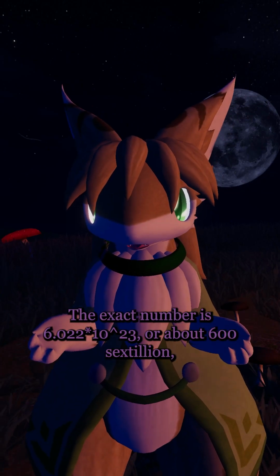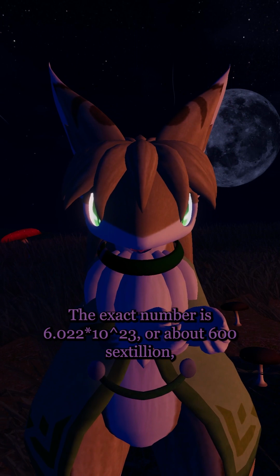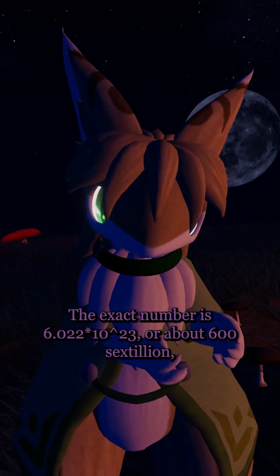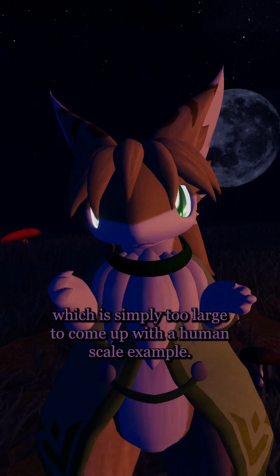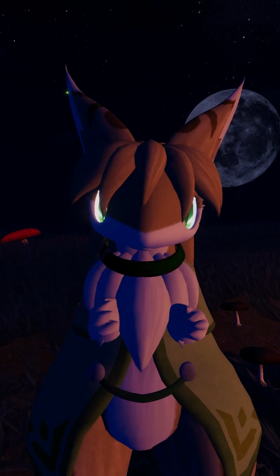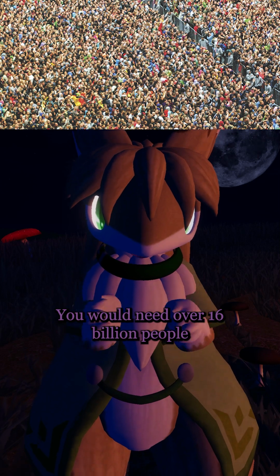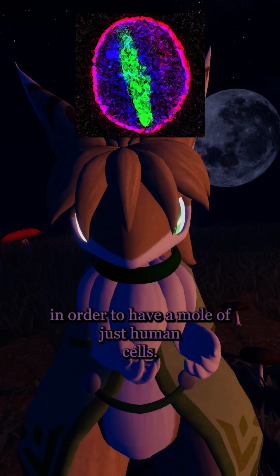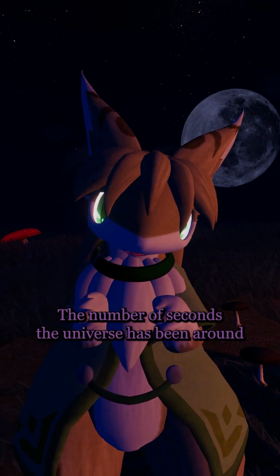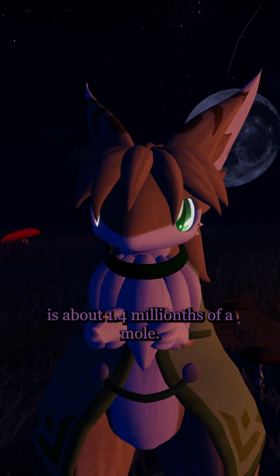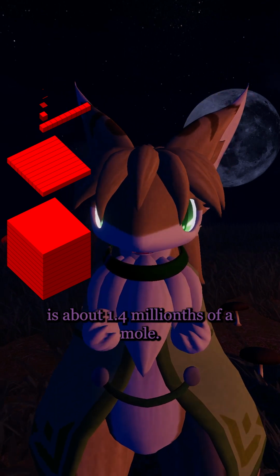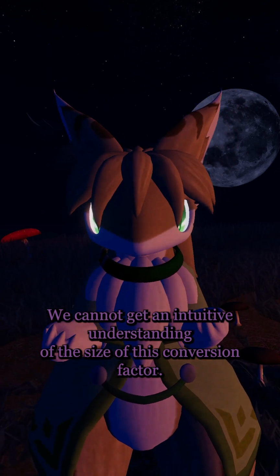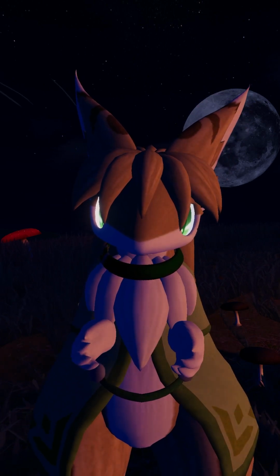The exact number is 6.022 times 10 to the 23rd, or about 600 sextillion, which is simply too large to come up with a human scale example. You would need over 16 billion people in order to have a mole of just human cells. The number of seconds the universe has been around is about 1.4 millionths of a mole. We cannot get an intuitive understanding of the size of this conversion factor.